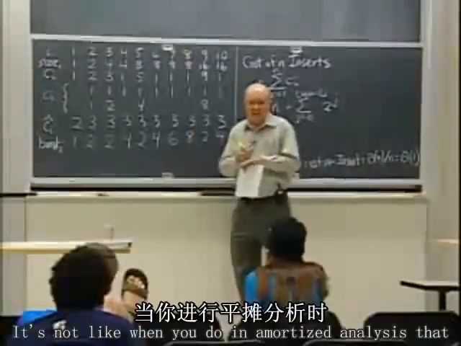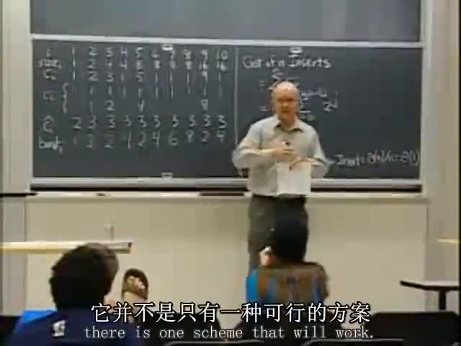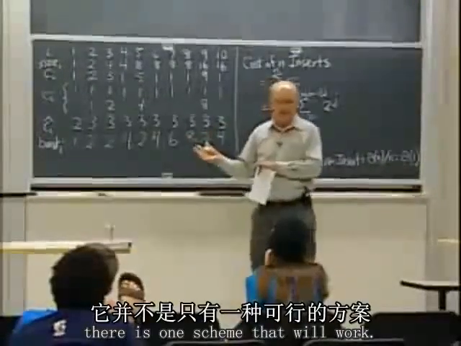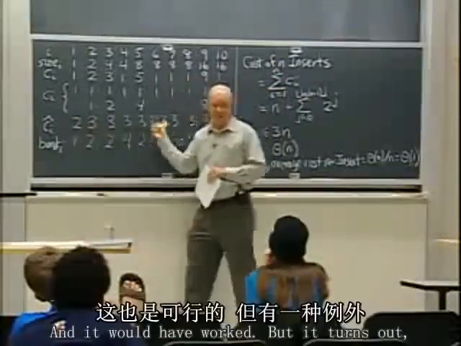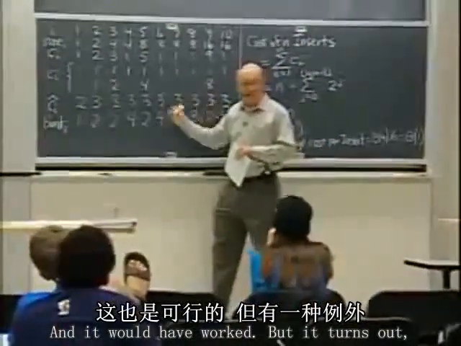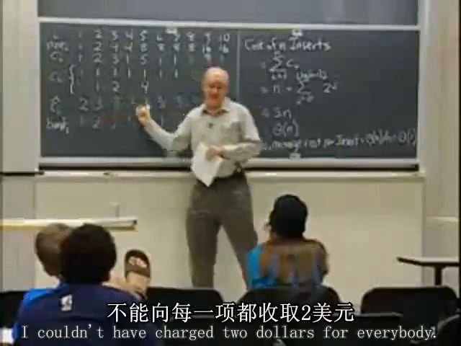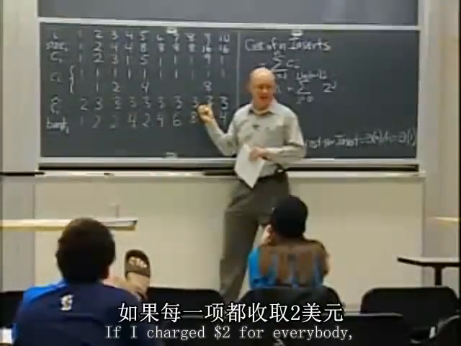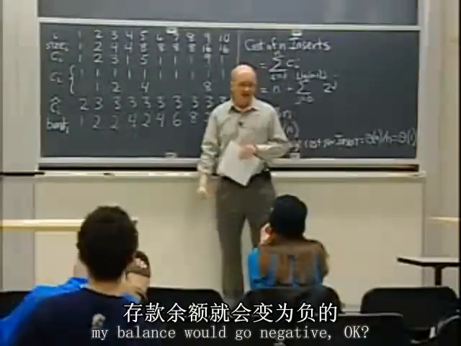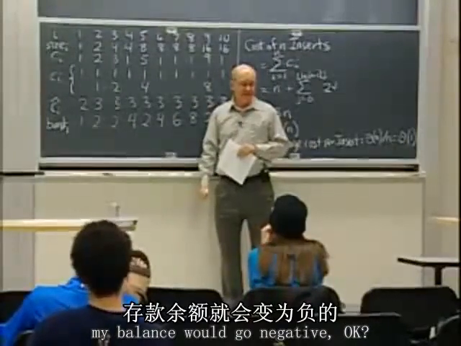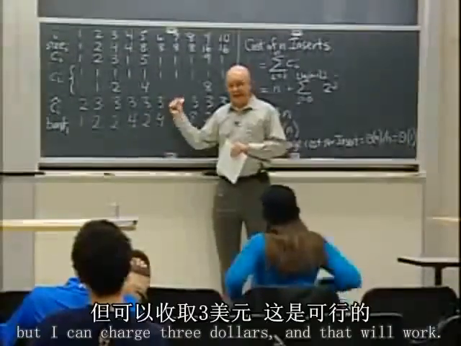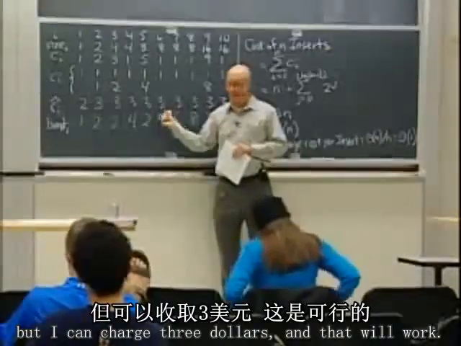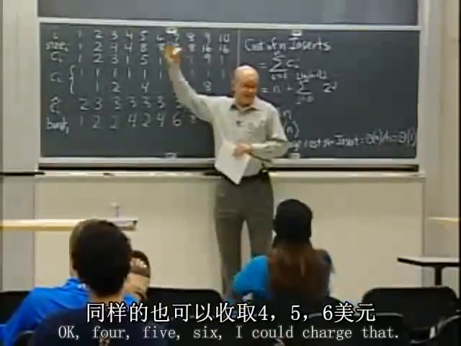You know, it's not like when you do amortized analysis that there's one scheme that will work. I could have charged $4 to everybody, and it would have worked. But it turns out I couldn't have charged $2 for everybody. If I charged $2 for everybody, my balance would go negative. Okay? My balance would go negative. But I can charge $3, and that'll work. Okay? 4, 5, 6, I could charge that.